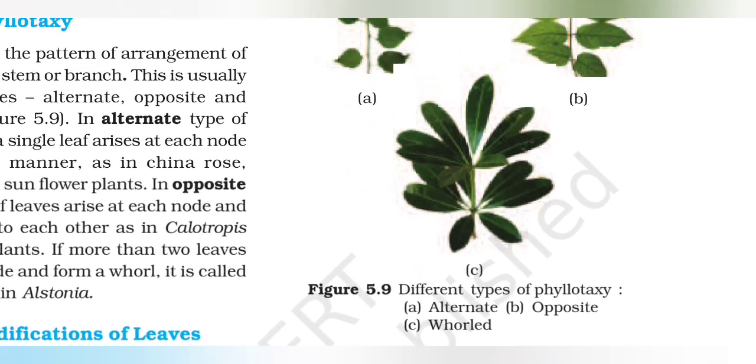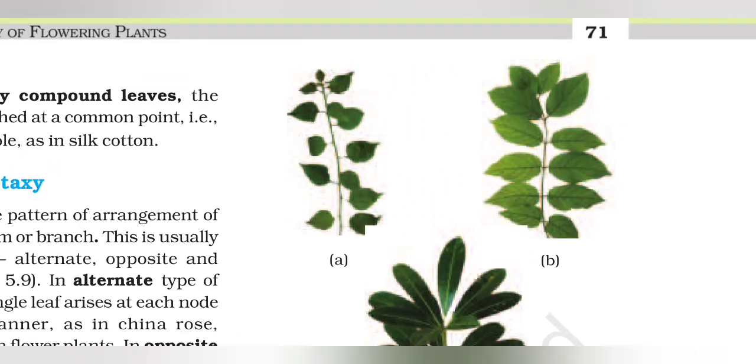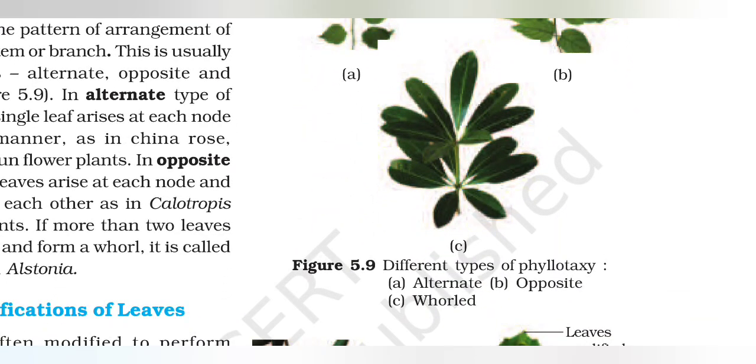These are the different types of phyllotaxy. A is alternate type, B is opposite type, C is whorl type.